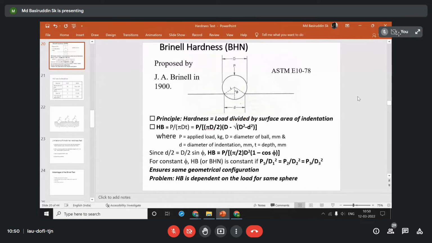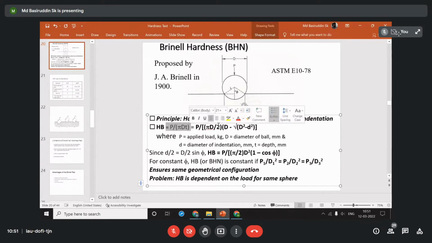So will you be able to measure the T? If I give the indenter diameter capital D, will you be able to simplify the T, the depth of indentation? Yes, sir. T is capital D minus root over D square minus small d square. So if you simplify this, you can easily get it. This is the basic equation. Here he replaced the T in terms of capital D and small d. So finally, you will get this particular equation.